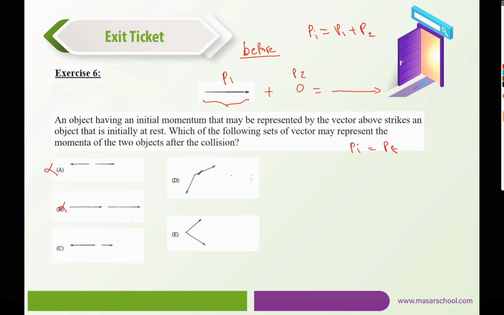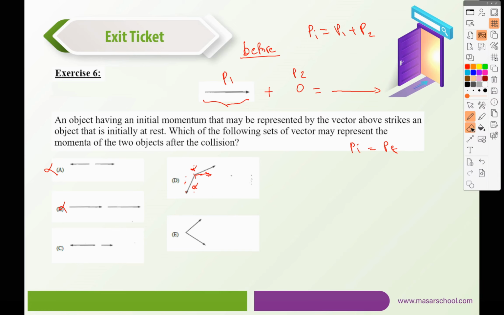Now in D, we might have the up component cancel with the down component. So up cancels with down, let's say, but it's not completely true. And partly left will cancel with right. So we would end up with a vector which is very small pointing toward the right, which is not equal to this one. However, E would be considered to be correct.